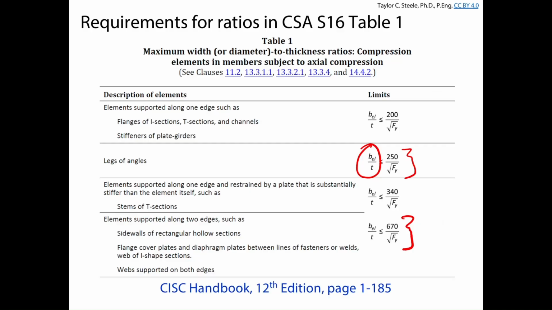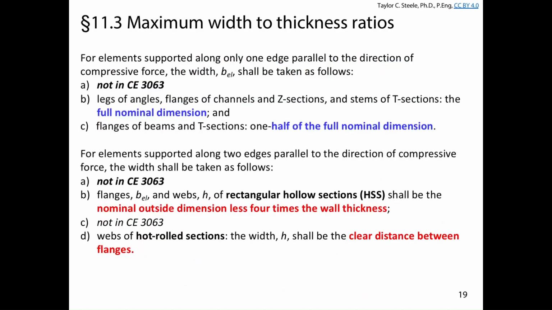So what does that mean for us in terms of calculating B to T? We've got limits. I talked a little bit about what B over T might be for different situations. S16 has some prescriptive guidance for what we need to do to calculate BEL and calculate the B to T ratio. So it has a bunch of stuff, some of which I'm not going to cover in CE 3063. Basically in this course we're going to focus on legs of angles, flanges of channels perhaps, or stems of T sections. And in that case we take the full nominal dimension, which means when you go to the handbook and you get B and D for an angle, you take B or D when calculating the width to thickness ratio.